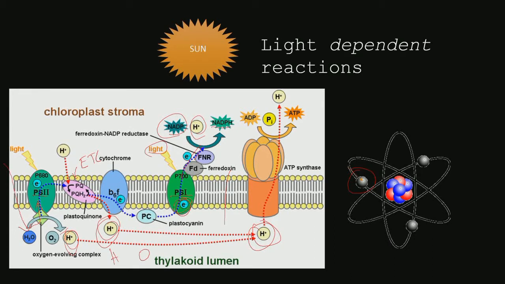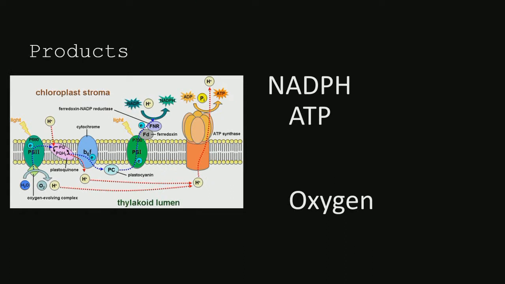So let's go over what things have been made by the light-dependent reactions. The main products are that ATP is made, NADPH, and in photosystem 2, oxygen. NADPH and ATP will move on to the next stage of photosynthesis, and oxygen will just be released into the atmosphere for us to breathe.